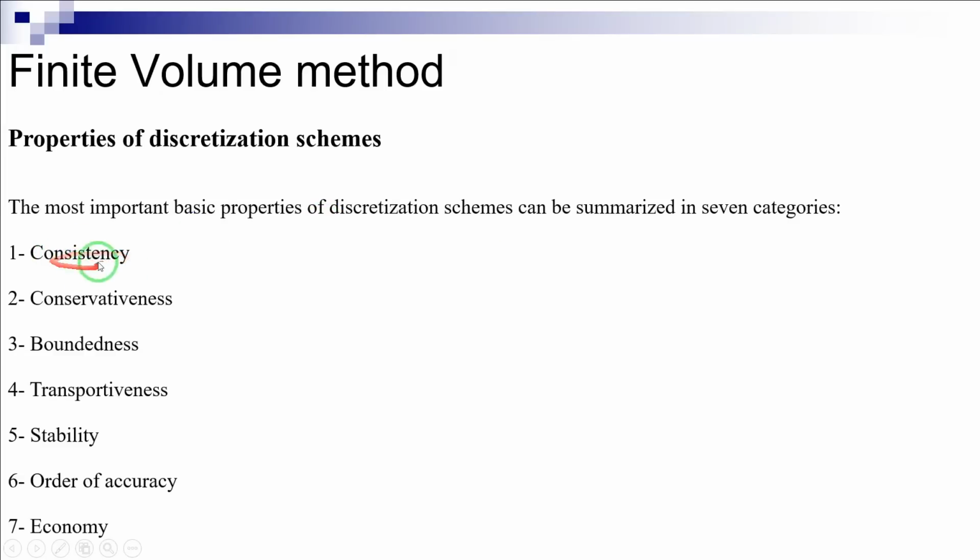1. Consistency. 2. Conservativeness. 3. Boundedness. 4. Transportiveness. 5. Stability. 6. Order of accuracy. 7. Economy. We will now discuss each of these categories in more detail.